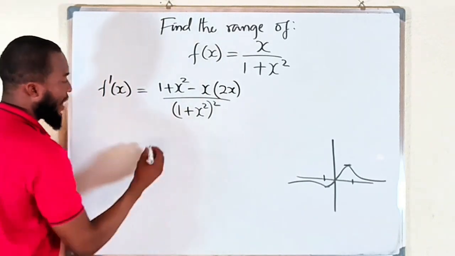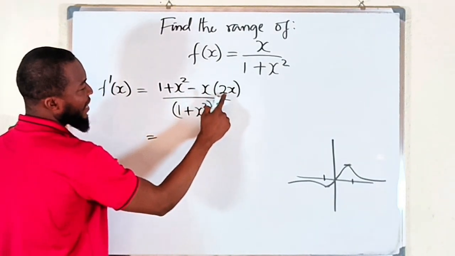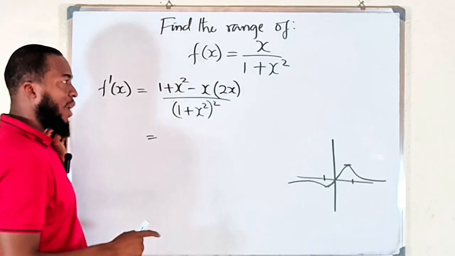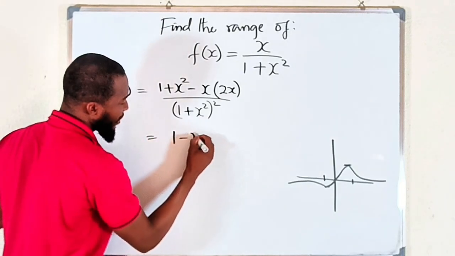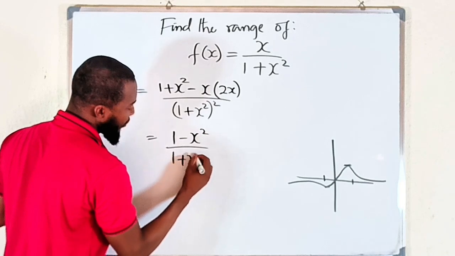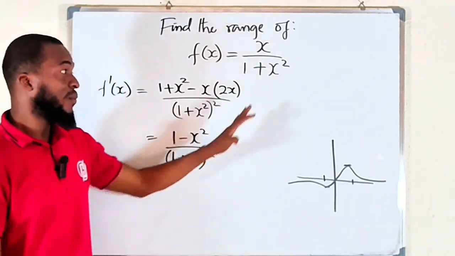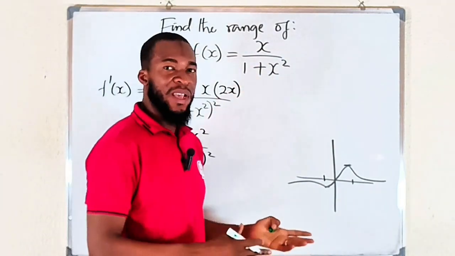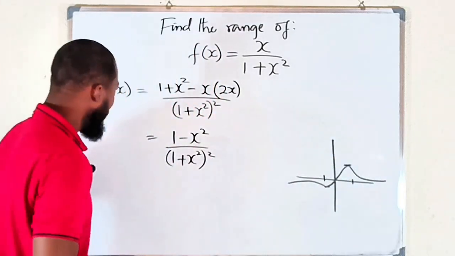So we're going to simplify. You can see that this is going to give us negative 2x squared. So we have x squared minus 2x squared, which gives us negative x squared. So on the top, we only have 1 minus x squared. The bottom, we have 1 plus x squared, whole squared. So this is the derivative of this function. But we want the derivative exactly where it is 0. That will give us the horizontal tangent at that point.